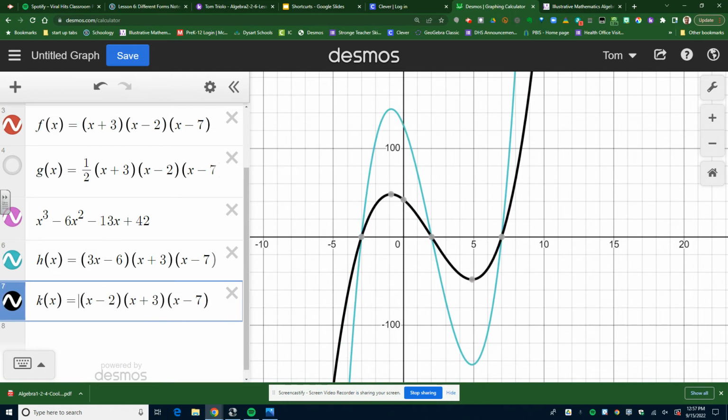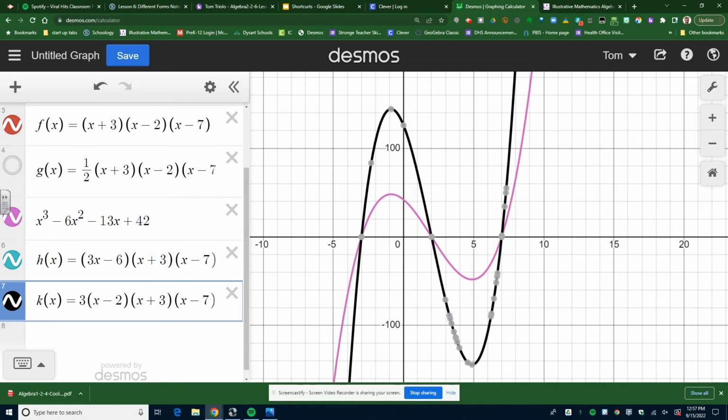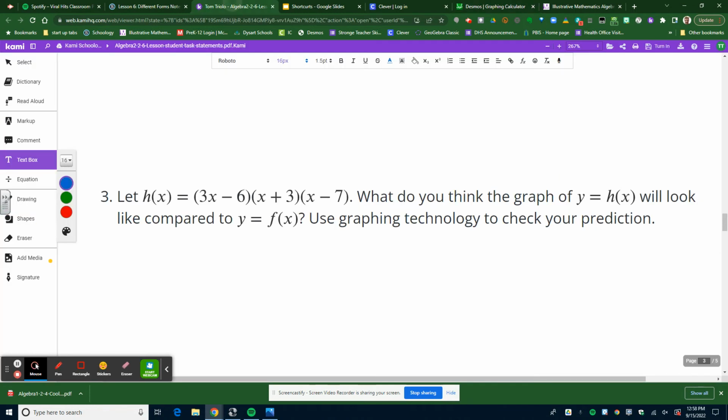I factor out a 3. And there you go. So K is the same as F, except every Y value is triple. Okay? So what we say, remember I said the other one is shrunk. This one is stretched. So it's stretched by a factor of 3.